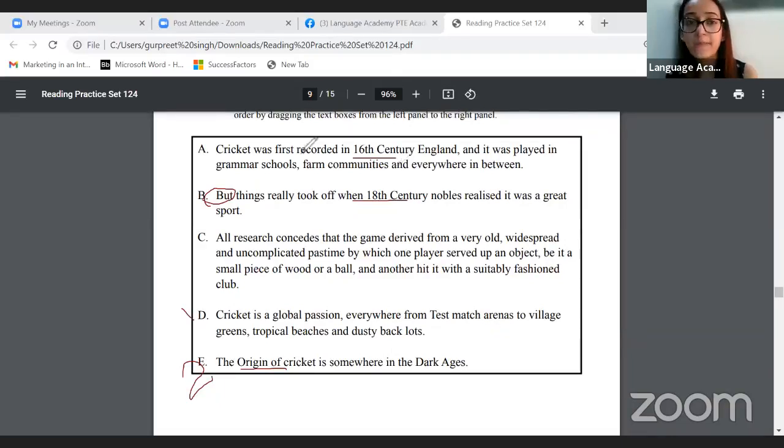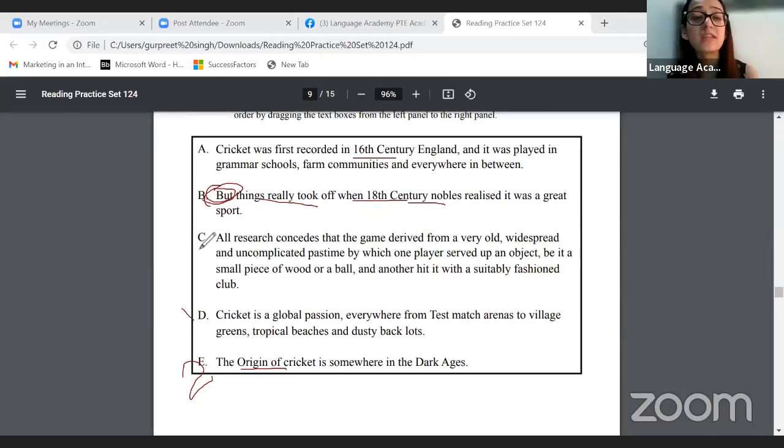Did you see? Cricket was first recorded in 16th century England, and it was played in grammar schools and everywhere. But things really took off when 18th century nobles realized it was a great sport. Don't you think these are connected with "but"? That yes, people started playing it in 16th century, but it became popular in the 18th century. Things really took off when 18th century nobles realized it was a great sport.